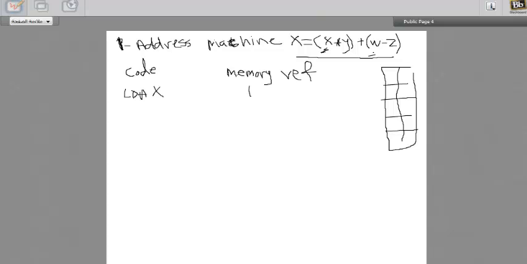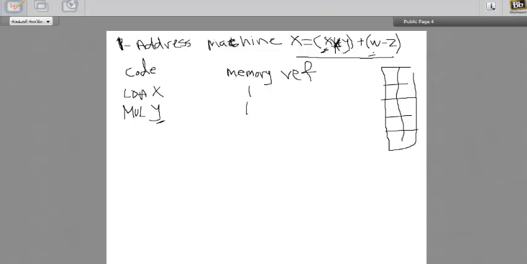Right, after this we need to multiply, this is multiplication. We need to multiply it by y. So straight away we say, okay, we've got the value of x, please multiply with y. Now, how many times do we need to access the memory now? Again, once. Why? Because we need to get the value of y, right? So we have a memory reference.